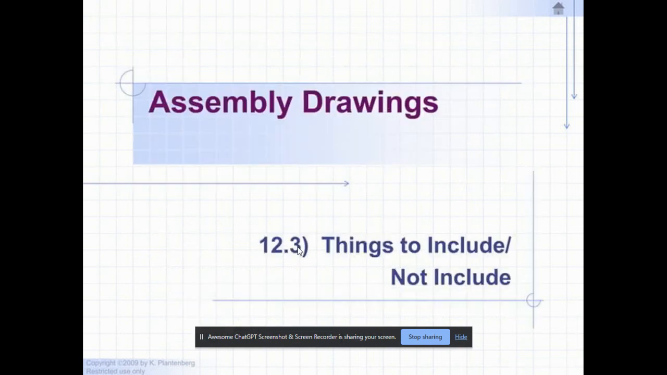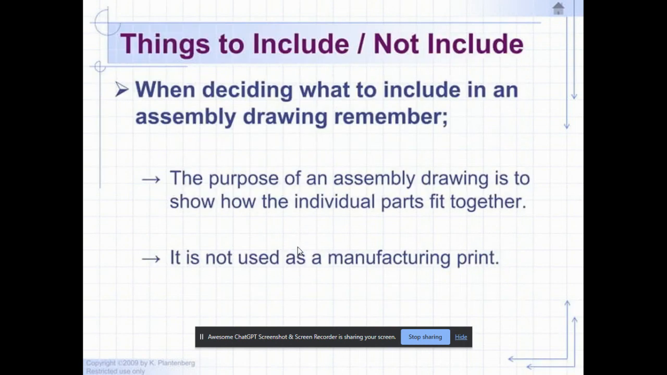So let's move to assembly drawings, the things to include and the things not to include. This is very, very important. When deciding what to include in an assembly drawing, remember two things. One, the purpose of an assembly drawing is to show how the individual parts fit together. And it's not used as a manufacturing print. An assembly drawing doesn't necessarily mean that we are ready to manufacture our part. It's just a pictorial view to show how the individual components come together to form a complete system.